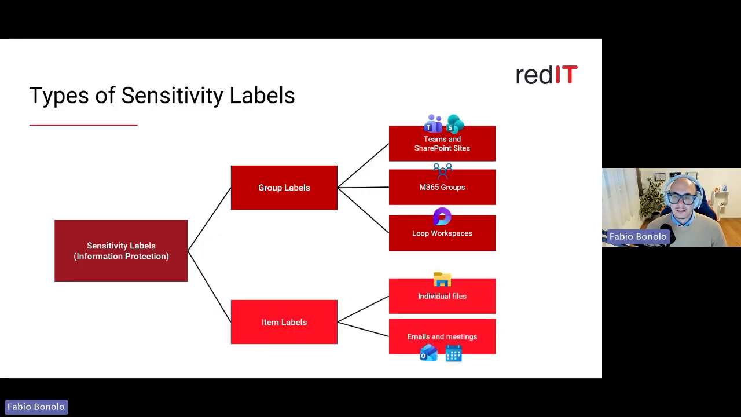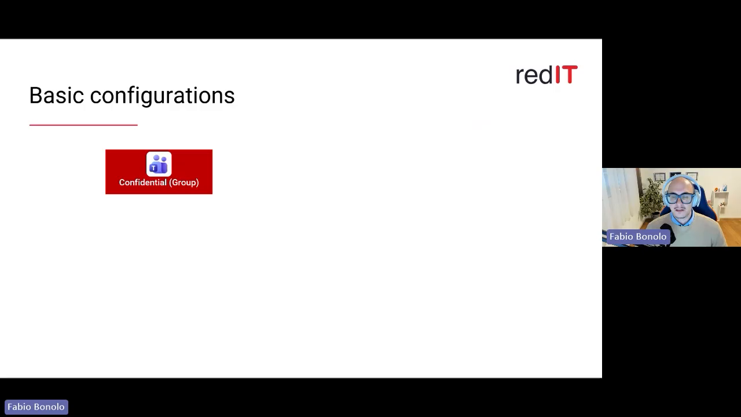And the item labels can be applied to individual files stored on your personal OneDrive account or on several SharePoint sites, as well as an email or a Teams meeting. Now, when we are looking a little bit deeper in these two kinds of sensitivity labels, there are some basic configuration that you can set.